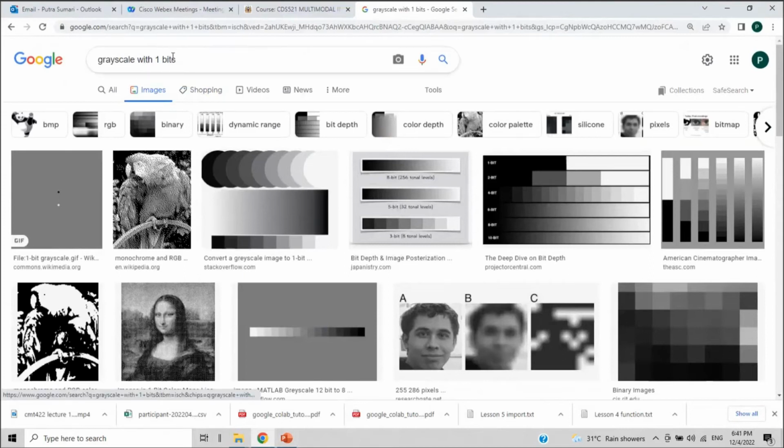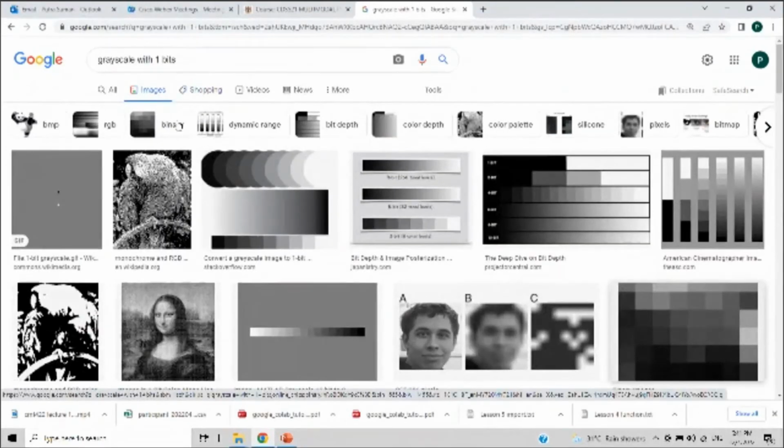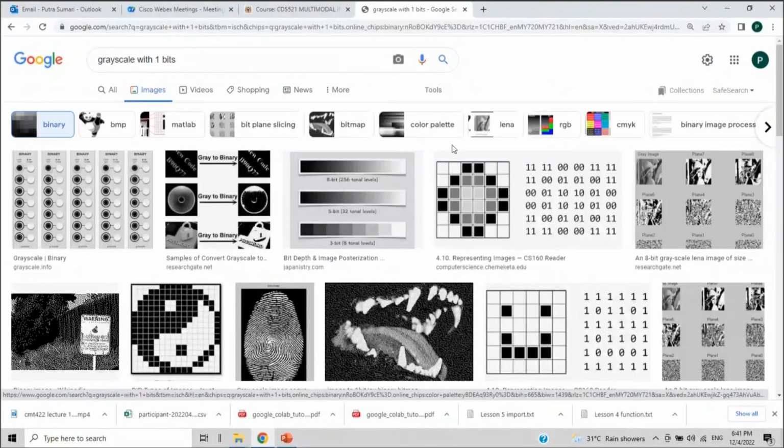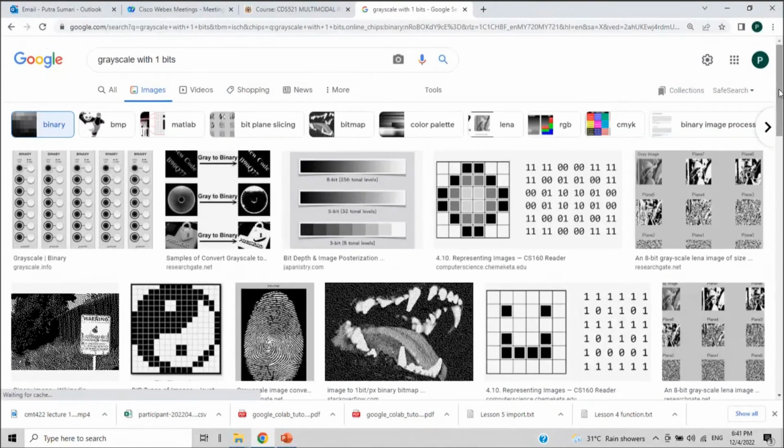So 1 bit is also called binary. So you have a binary image. The same thing: binary image, 1 bit, monochrome. I think it's the same name. So you have either black or white. 1 bit, either black or white.